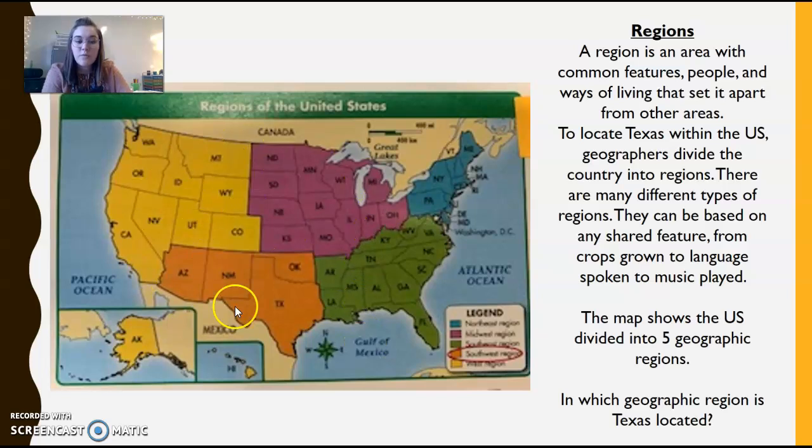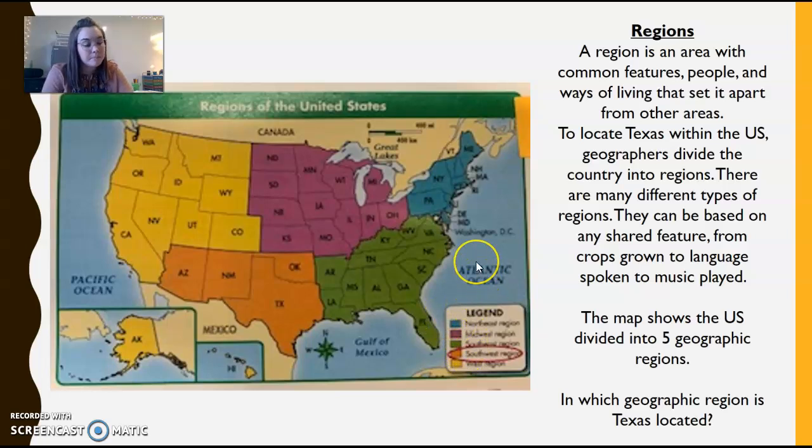So this shows 5 geographic regions. So I want you to look on here and I want you to tell me which geographic region Texas is located in. So the blue is the Northeast region. The purple is the Midwest region. The green is the Southeast region. The orange is the Southwest region. And the yellow is the West region. So which geographic region is Texas located? If you look right here, there's a legend. It's a little blurry, but you should be able to read it.